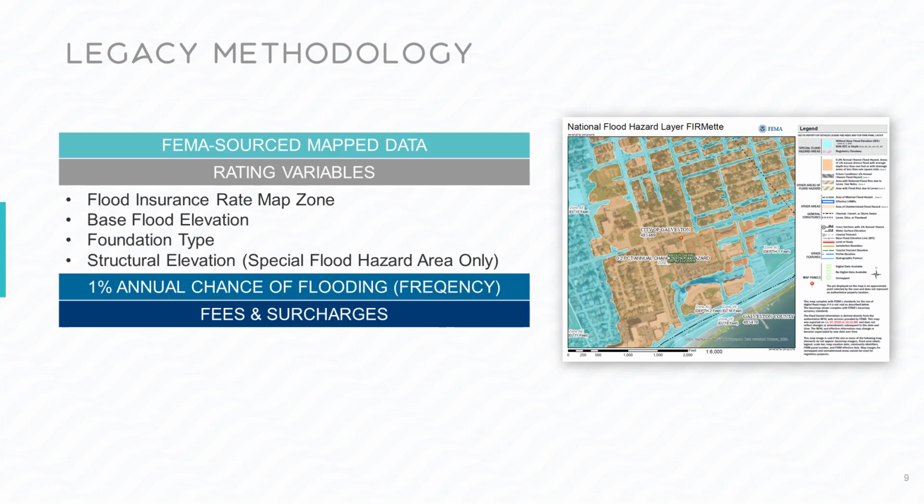Now, of course, the NFIP looks at base flood elevation, lowest floor elevation, foundation type, but all of this information stems from the flood insurance rate map, or the FIRM. So for example, the FIRM is really the key driver of your client's flood insurance rate quote.